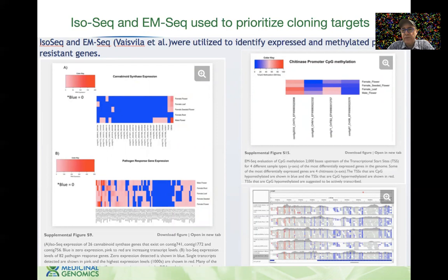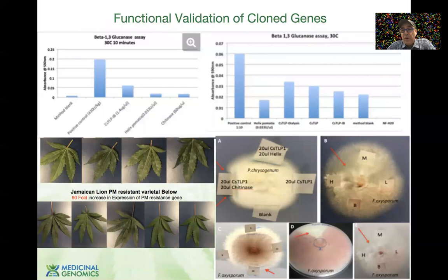And this led us to be able to characterize which one of the genes, particularly the pathogen response genes, were hyperexpressed in the plant. And some of these red ones over here are the chitinases that we picked up and cloned. We also had some methylation data to help confirm this that showed us that some of the promoters on these chitinase genes were heavily methylated, or differentially methylated, I should say. So from there, we cloned a couple of the chitinases and some of the thaumatin-like proteins, and then began running assays to look at their effectiveness in vitro.